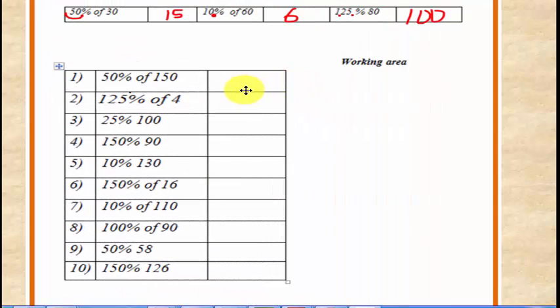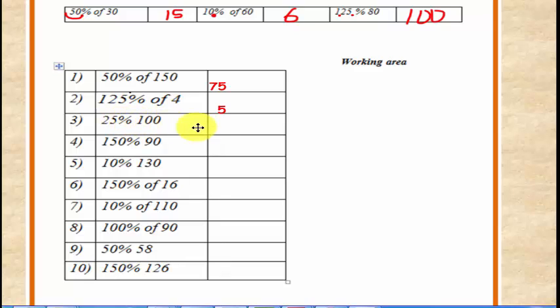Okay, let's see if we have all the correct answers. 50% of 150. The answer is 75. Remember, all you got to do is multiply this. Take your decimal point, move it 2 places to the left. 150 times 0.5. 125% of 4. Well, that's a large one. This is different. But I wanted to give this to you so you can see you can use the same logic with any number. And your answer should have been 5.